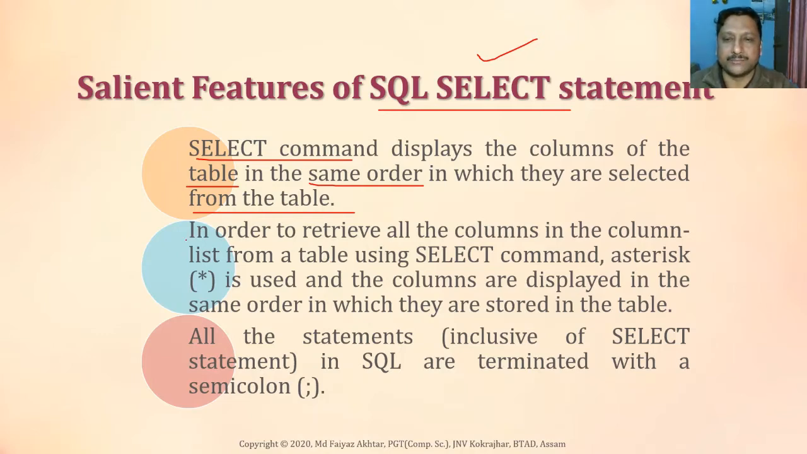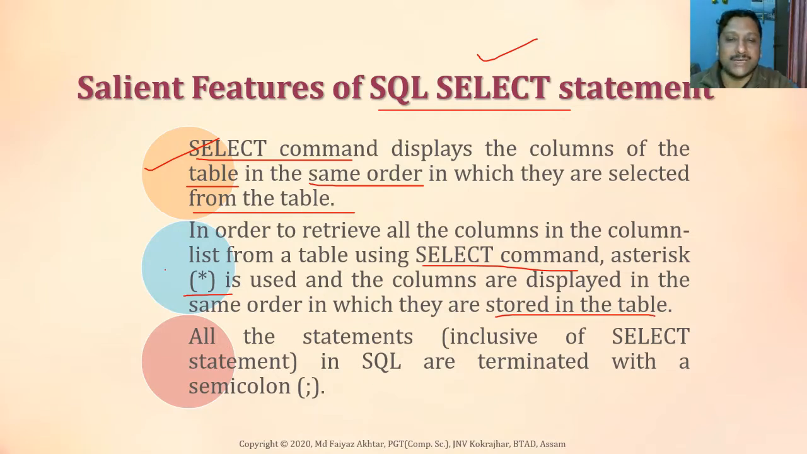In order to retrieve all the columns in the column list from a table using the select command, an asterisk is used, and the columns are displayed in the same order in which they are stored in the table. If we use an asterisk in place of column names in the select statement, it will show the columns in the order in which they are physically stored in the table and on the disk. Okay, like this.